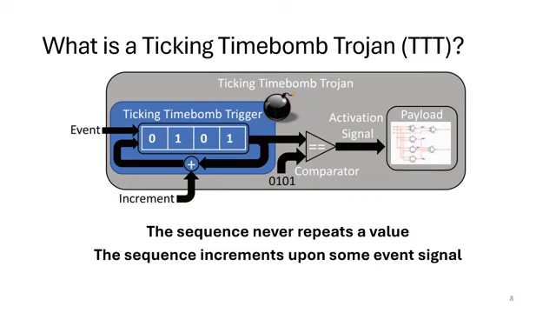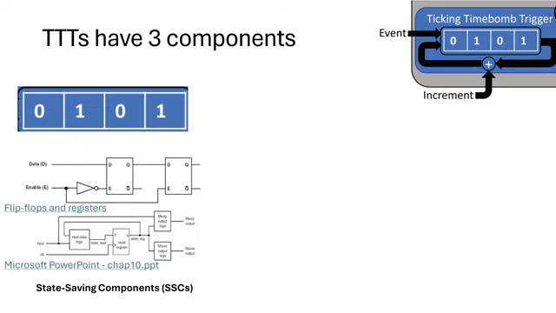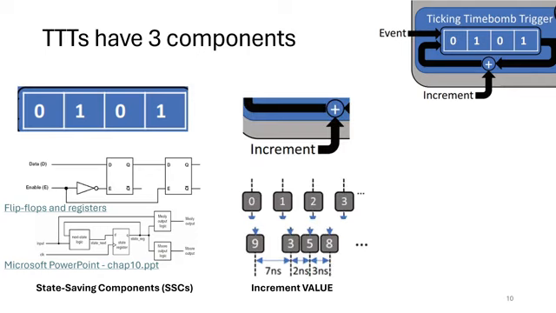So a ticking time bomb Trojan includes a sequence which never repeats a value that increments upon an event signal. So it's defined by a counter. The paper calls these state-saving components. So the time bomb includes a state-saving component, a counter, which could be a flip-flop, a register, or even a latch, and an increment value, how much the counter increments by every time the event happens, which could be the clock edge, it could be a page fault, it could be something more random, so it's a little bit harder to detect.